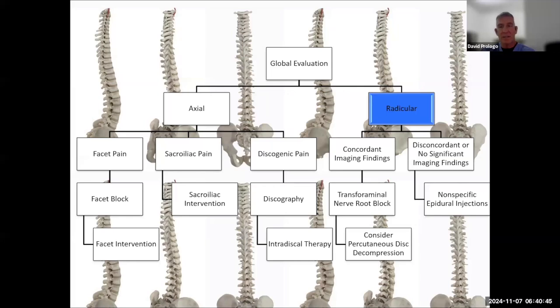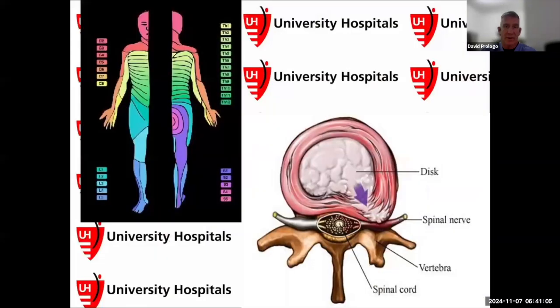Now you've got radicular pain, and you have to ask yourself the following question from the previous slides. Is there something on imaging that I can find that corresponds to this patient's symptoms? And if so, can I access that and do something about it? And these are some of the greatest procedures we have.